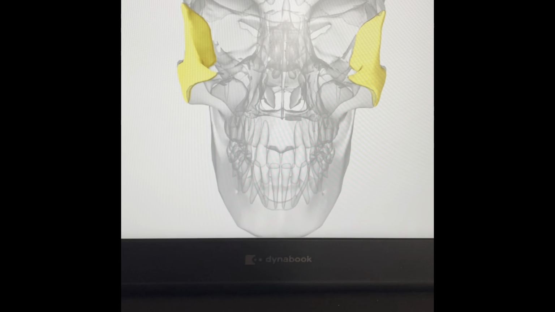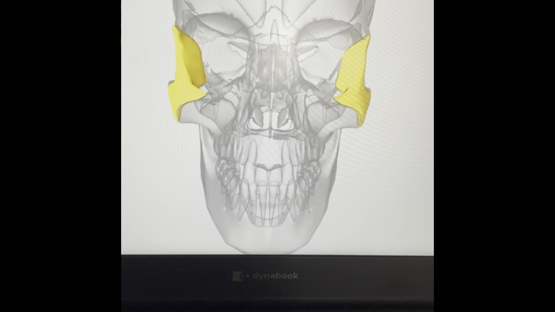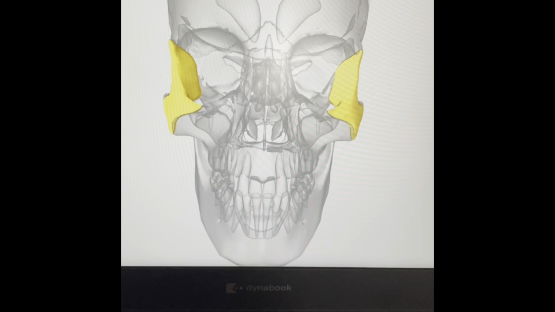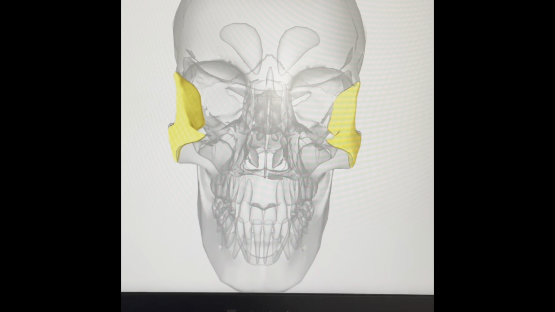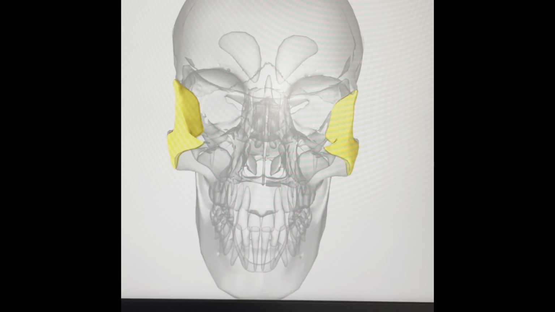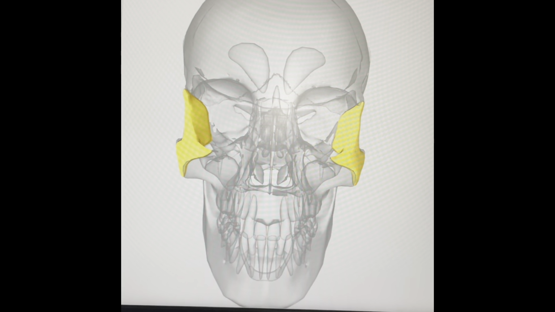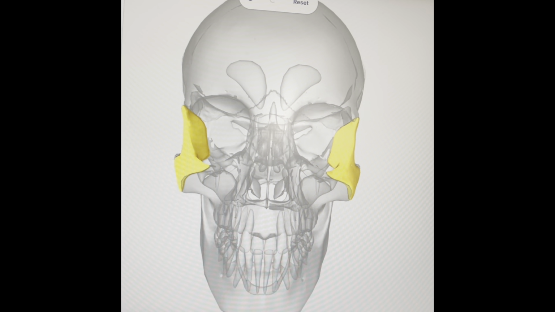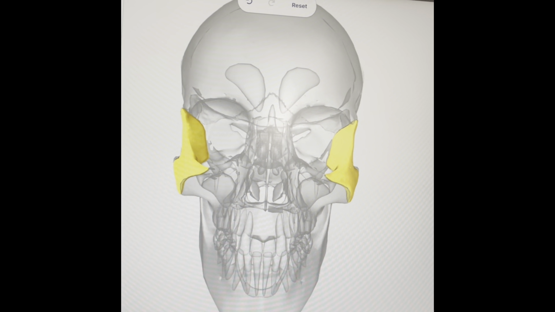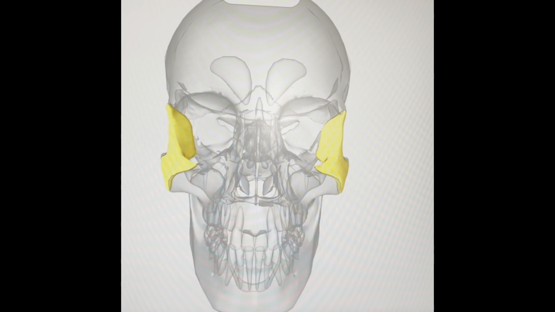What I have highlighted now is the zygomatic process of the temporal bone. It's an extension of the temporal bone that contributes to the formation of the zygomatic arch. It extends from the temporal surface of the squamous part of the temporal bone. Note that any zygomatic process is the process of a bone which articulates with the zygomatic bone. And as you can see, this is bilateral.